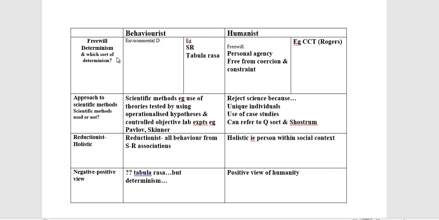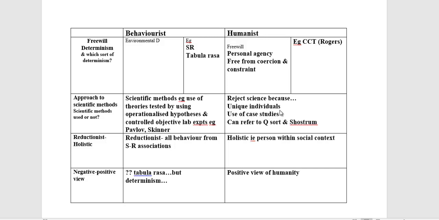These are just the key points. So in terms of behaviourists, they're very different. Obviously, it's an environmental determinism. You might want to pad that out a little bit, develop that a little bit. So referring to stimulus response, and the fact that we're tabula rasa at birth, so a blank slate, and so on and so forth. Another key comparison area is their approach to different methods. So humanists obviously completely reject science. Why would they do that? Because they see everyone as unique individuals.